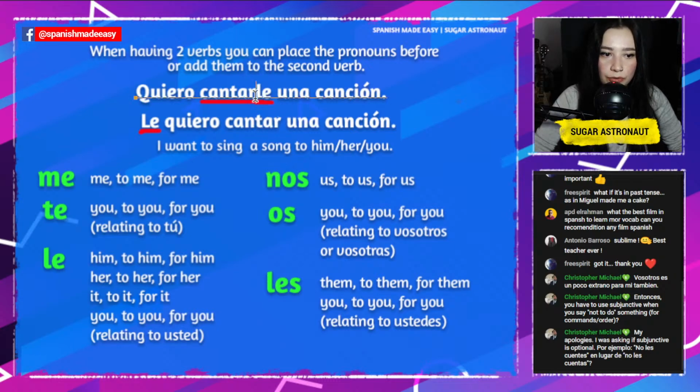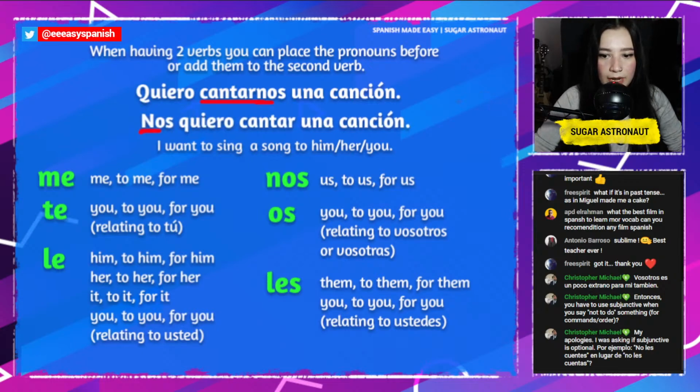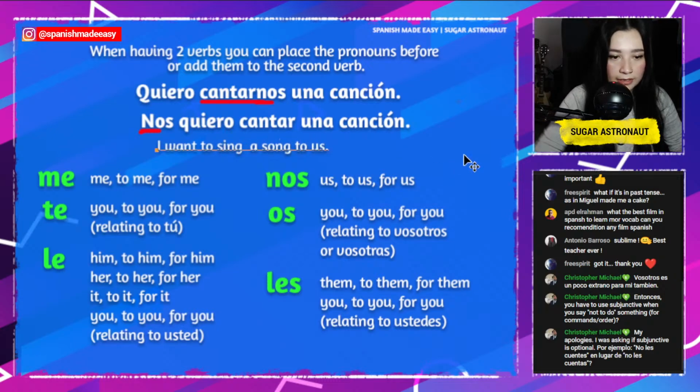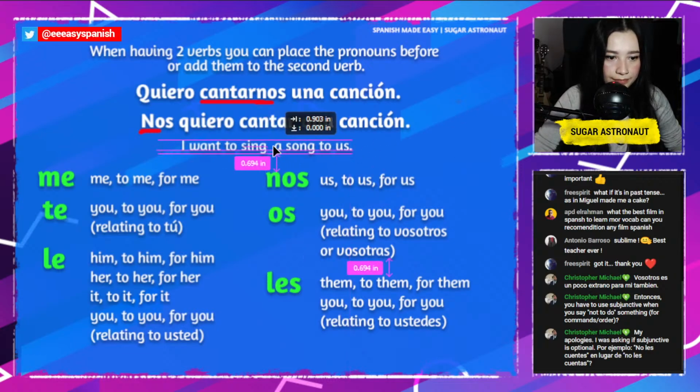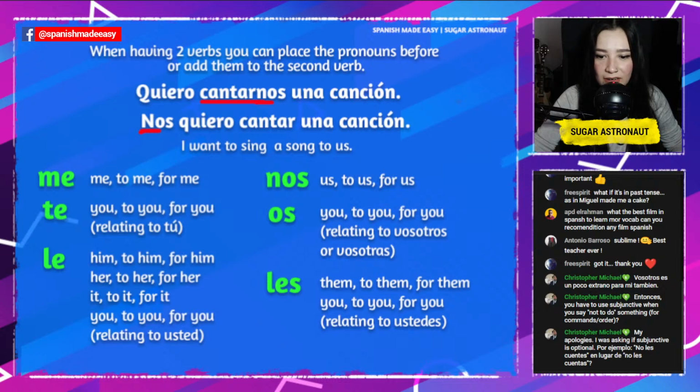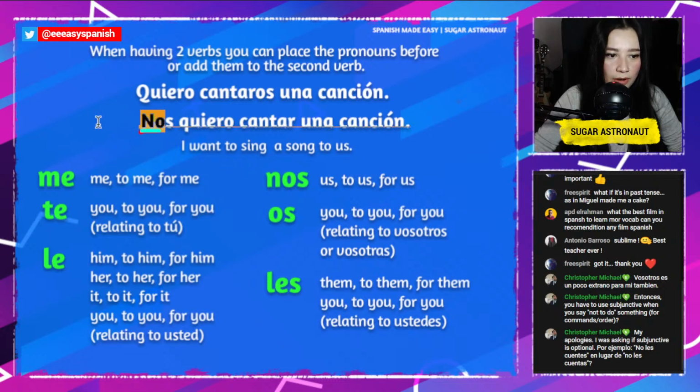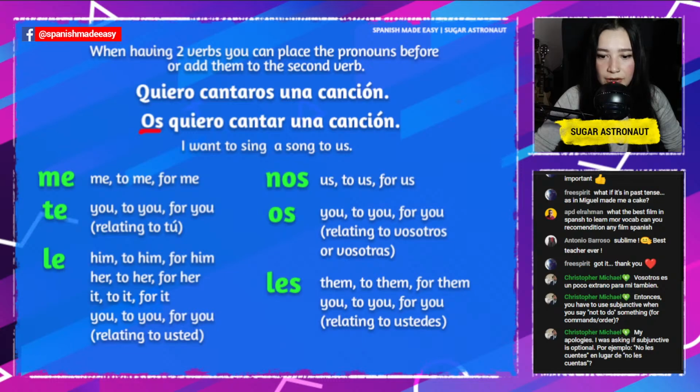Now the next one is nos. Quiero cantarnos. We can keep it like that. Quiero cantarnos una canción, or nos quiero cantar una canción. And you're pretty much saying, I want to sing a song to us, or sing us a song. So same thing. Okay. And let's do the tricky one, os. Quiero cantaros. Okay. Quiero cantaros una canción, or os quiero cantar una canción. And that means I want to sing a song to you guys.